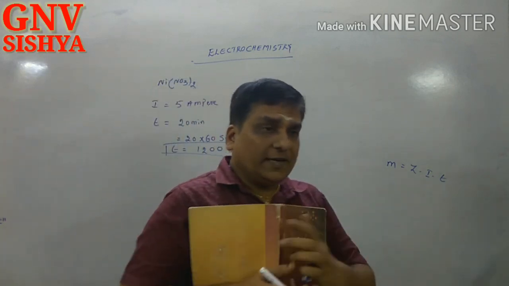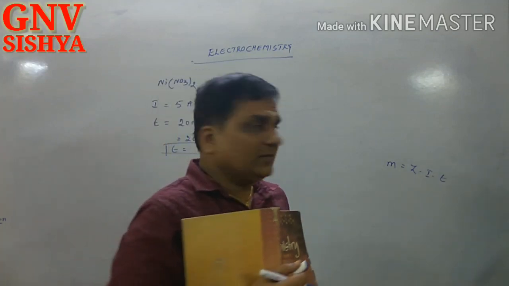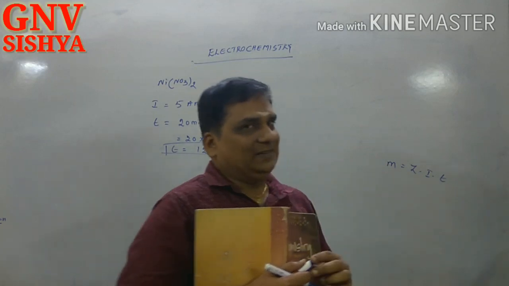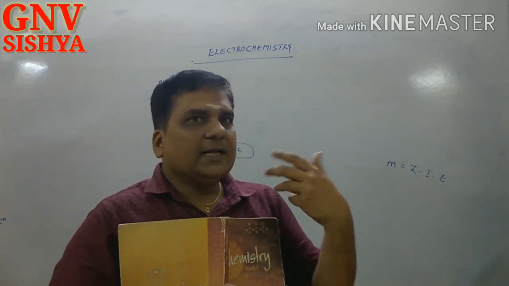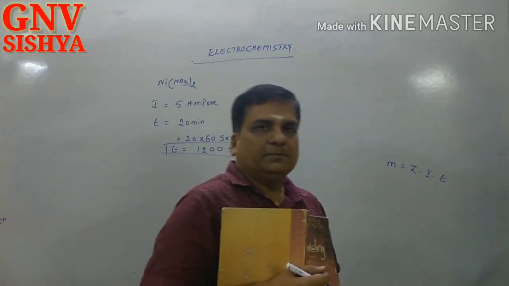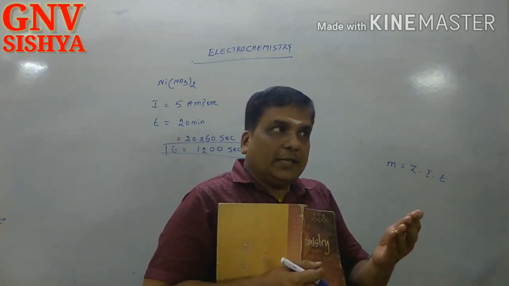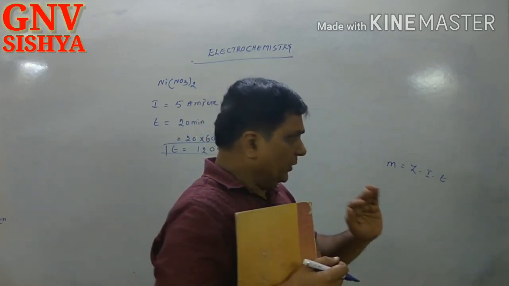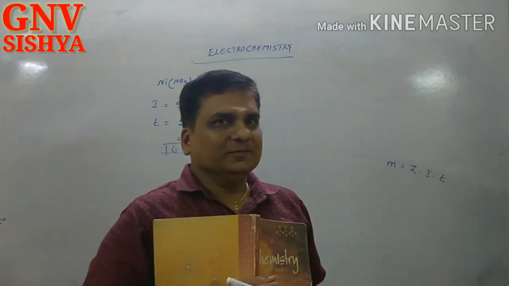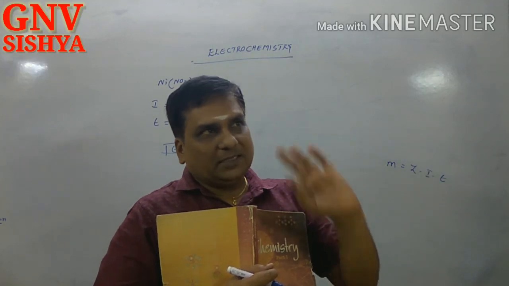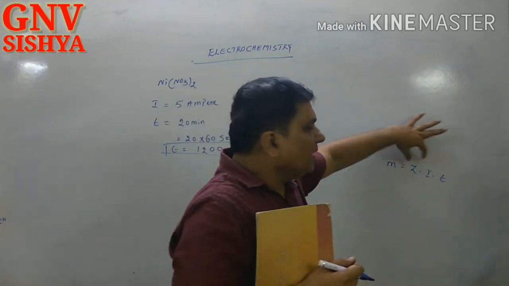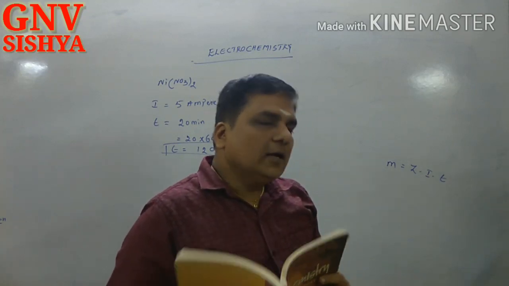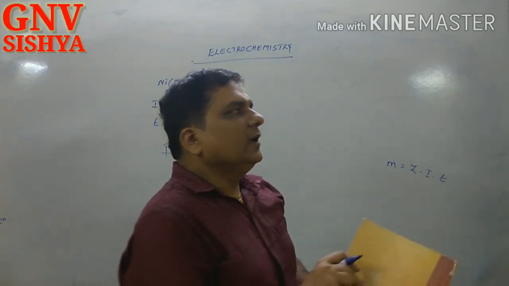You have been asked to find out the mass of nickel. m is equal to Z into I into t. I is given, t is given, but not Z. In this problem, electrochemical equivalent is not given. If we are not given the electrochemical equivalent, we have to bypass this formula and use some other method by which this quantity need not be found out. Now we are going to see what the method is.